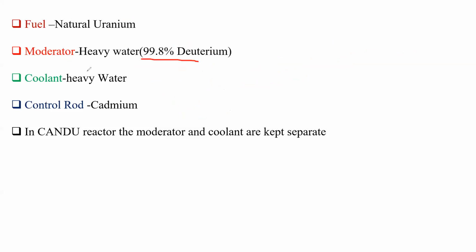Now the next is the coolant. Here we use heavy water as a coolant. Means for moderator and coolant, we use the same content, that is heavy water. So this is your thumb rule. It is very important to remember this concept, because whenever the question is asked for 6 marks, these 4 to 5 points are very much important.